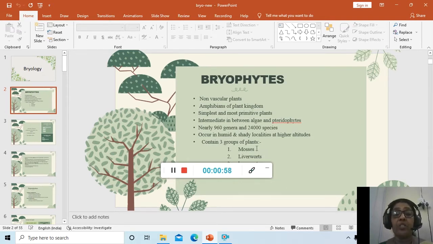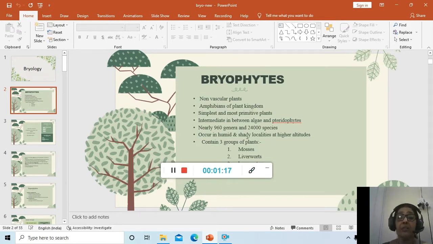They are the most primitive and very simple forms. Bryophytes are actually in between algae and pteridophytes. So they are more advanced than the algae, but they show many primitive characters compared to pteridophytes.